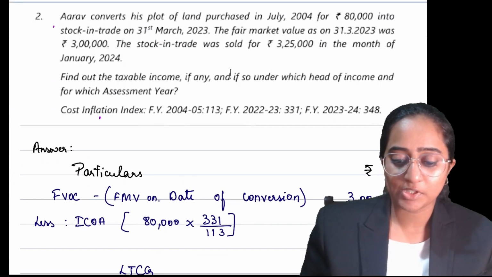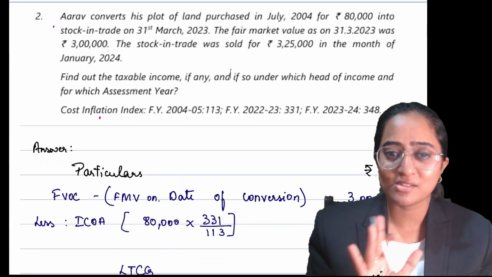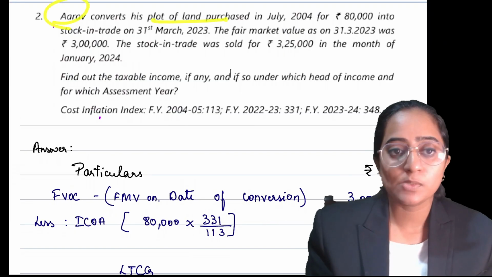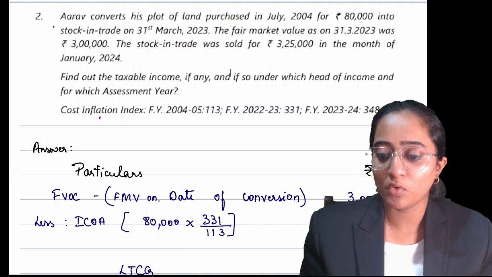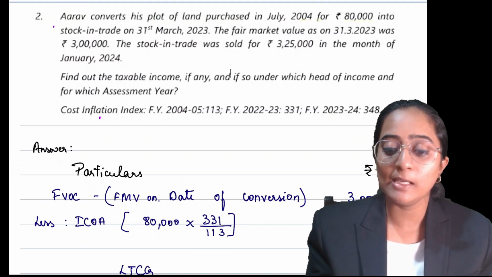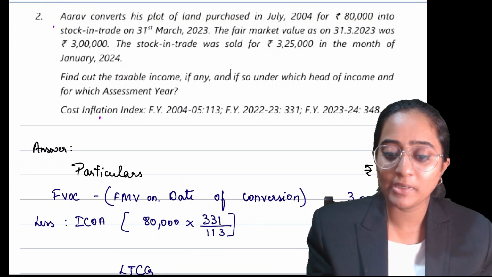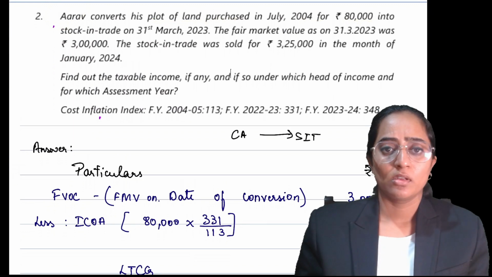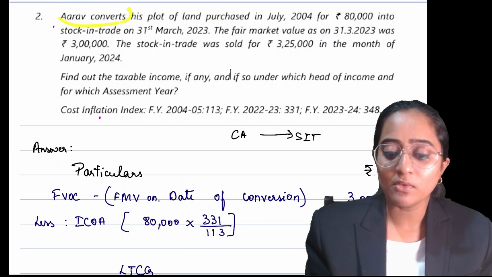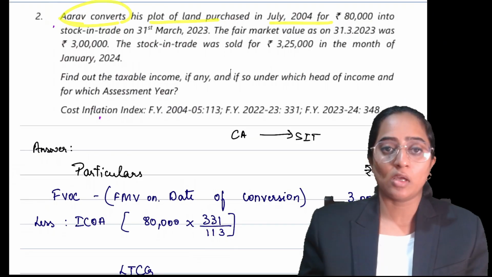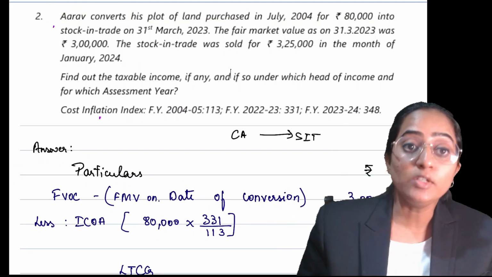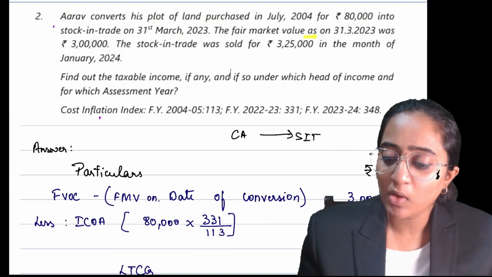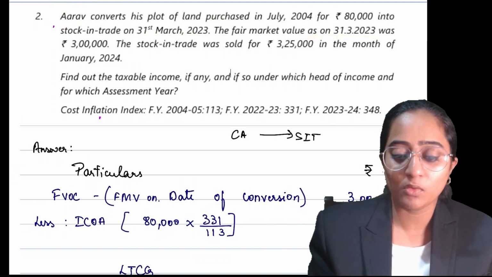Let's move forward with the next question, people. It's a simple question. No complications. Nothing is there in this question. Simple question. See, Aarav converts his plot of land purchased in July 2004 for 80,000. This fellow converts. This is the concept of your capital asset converted into stock in trade. Okay, clear. So Aarav converts his plot of land purchased in July 2004 for 80,000 into stock in trade on 31st March 2023. The fair market value as on 31st March 2023 was 3 lakh.